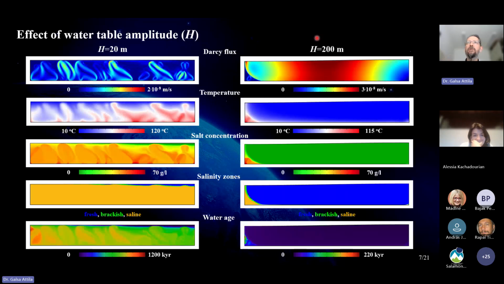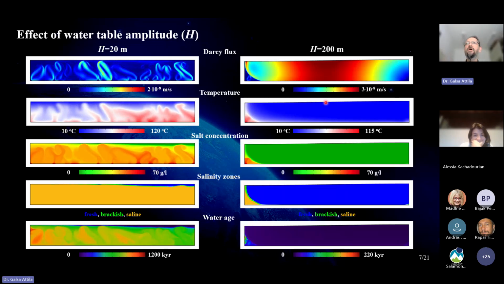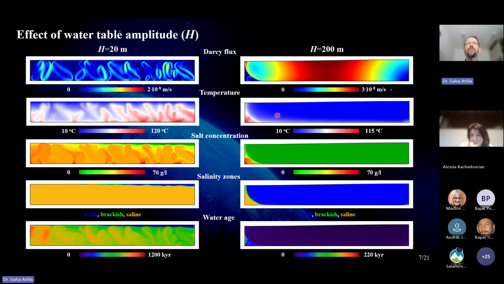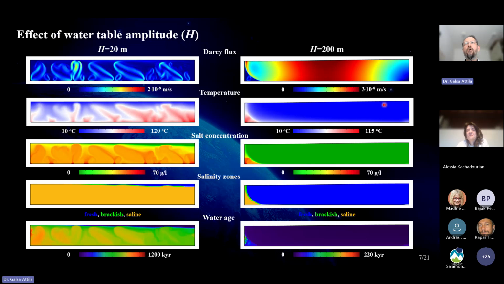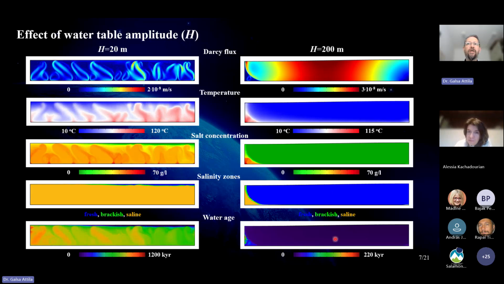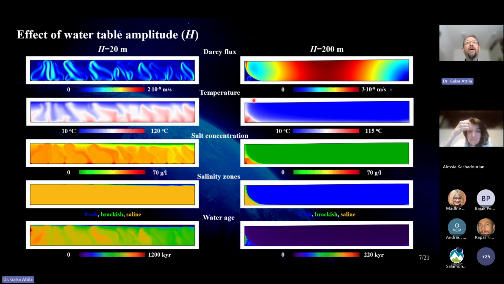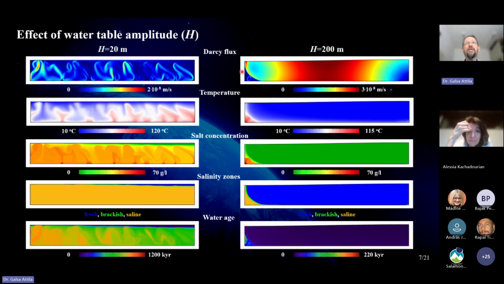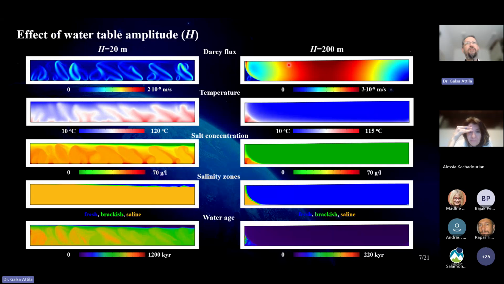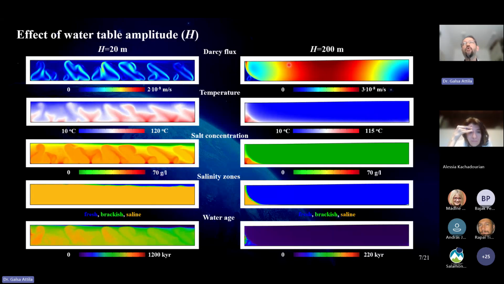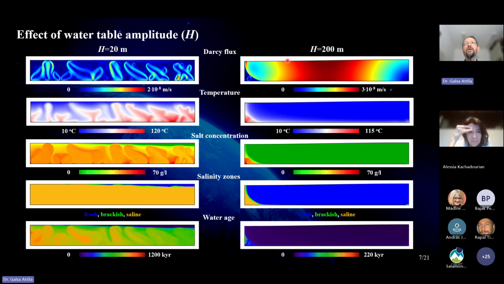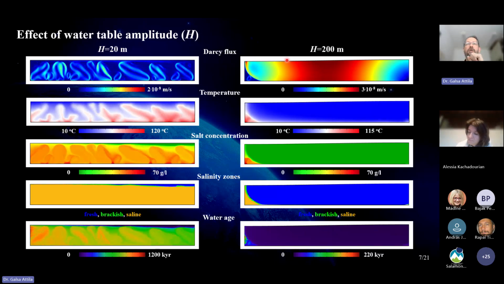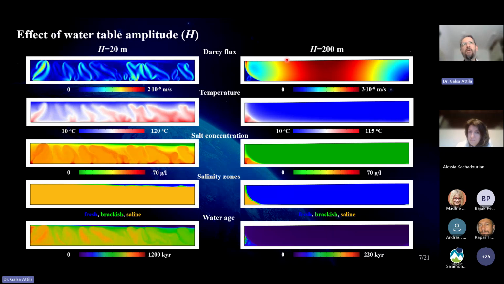However, when the water table amplitude is as high as 200 meters, the topography-driven forced convection is strong enough to sweep the heat, the saline water, and the old waters out of the system, and the thermohaline dome shrinks into the deepest parts of the basin beneath the discharge zone, leading to an almost stationary solution, which is very, very similar to the purely topography-driven groundwater flow model or problem.